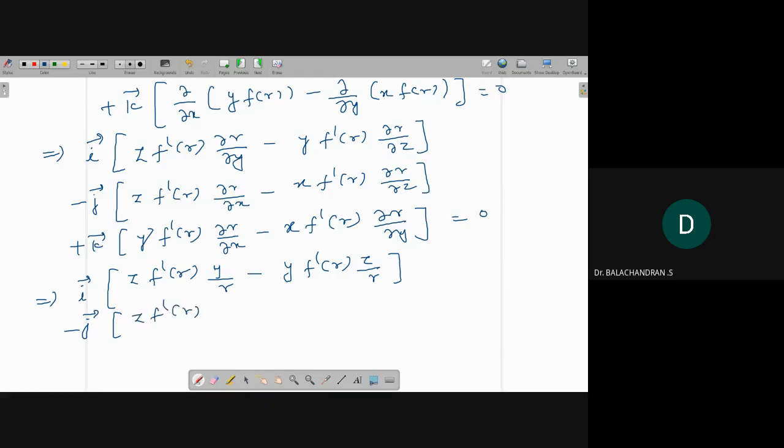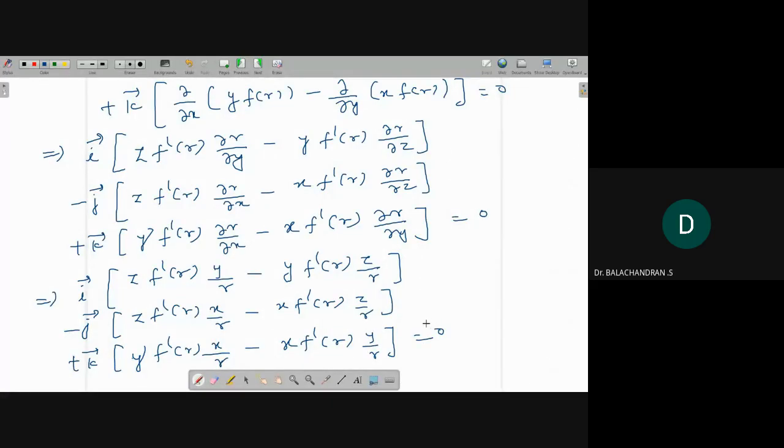Z into f dash of r into dou r by dou x is x by r, minus x into f dash of r into dou r by dou z is z by r, plus k vector into y into f dash of r into dou r by dou x is x by r, minus x into f dash of r into dou r by dou y is y by r, equal to 0. So we can easily observe that the left hand side is also 0.